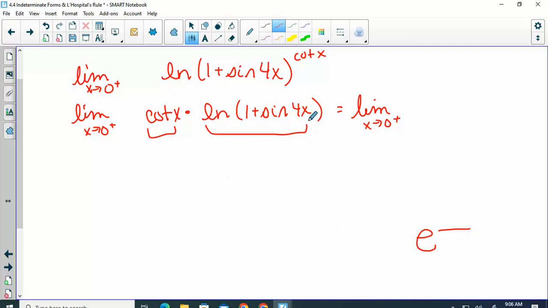It will create all kinds of headaches for you. So we're going to leave the natural log on top. But to move it to the bottom, you have to put the reciprocal on the bottom. What's the reciprocal of cotangent?